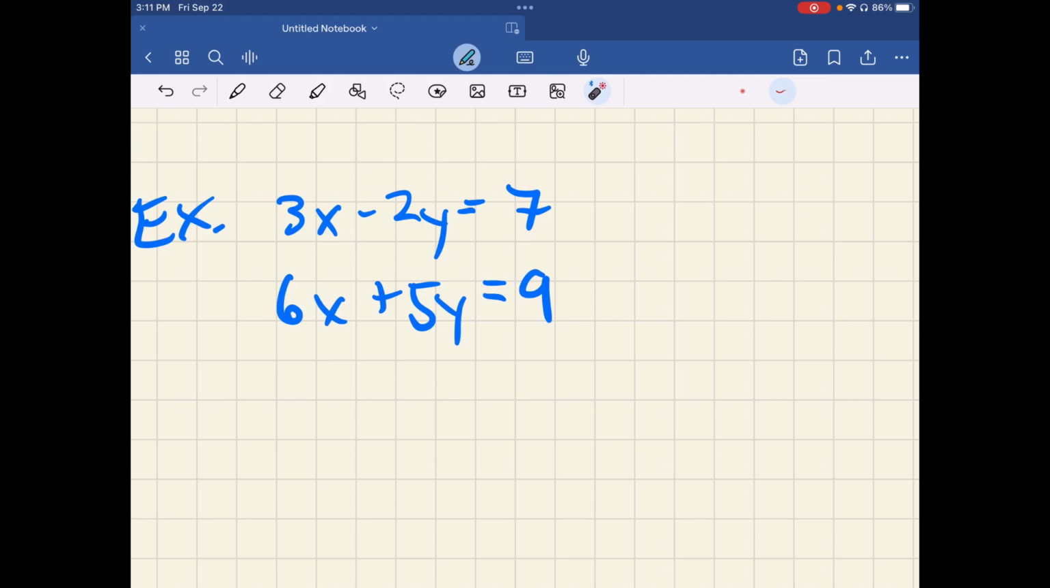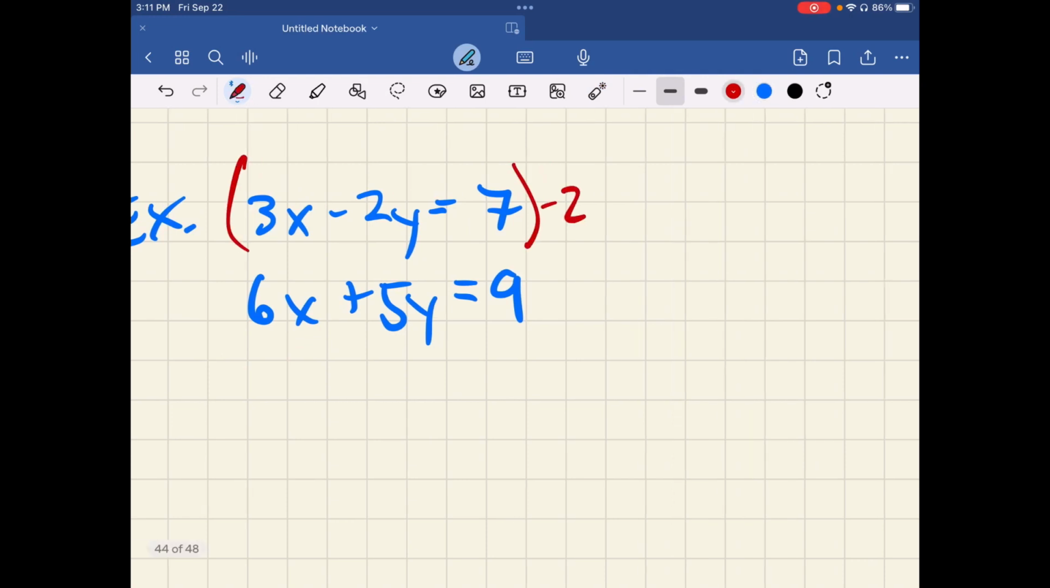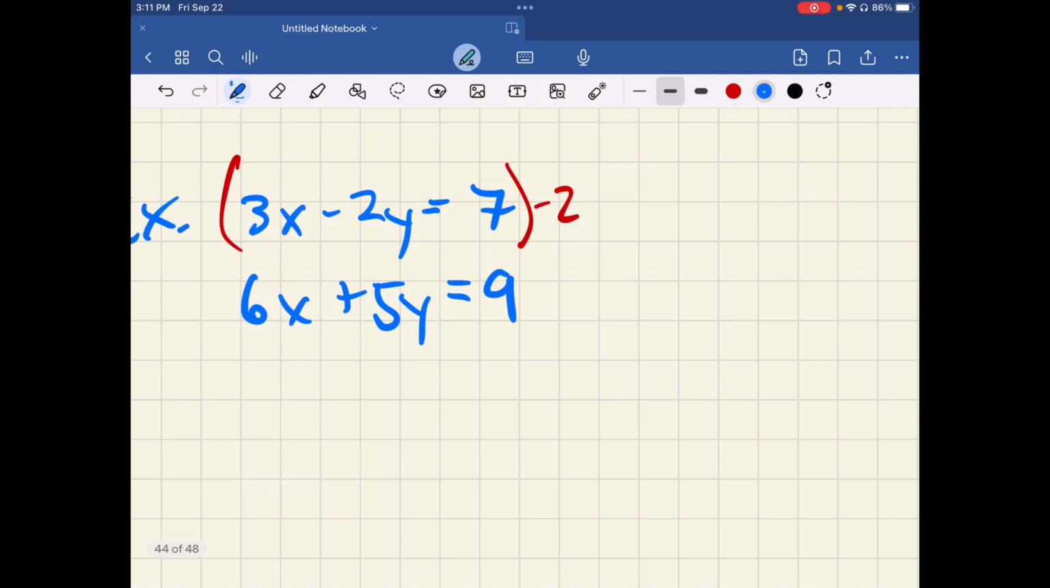I'm going to choose to try to eliminate the x's because what I've noticed is if I multiply this by negative 2, I end up getting negative 6, and negative 6 plus 6 would be 0. And by doing this, I only have to change one of the equations, right? So I get negative 2 here, and what that ends up giving me is negative 6x plus 4y equals negative 14. And then my other equation was 6x plus 5y equals 9.